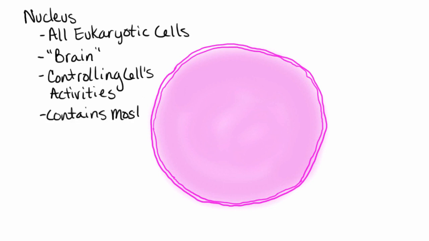So it does contain most of the DNA, and that DNA that we do find here is going to be in the form of linear chromosomes. And there will be quite a few of these linear chromosomes.